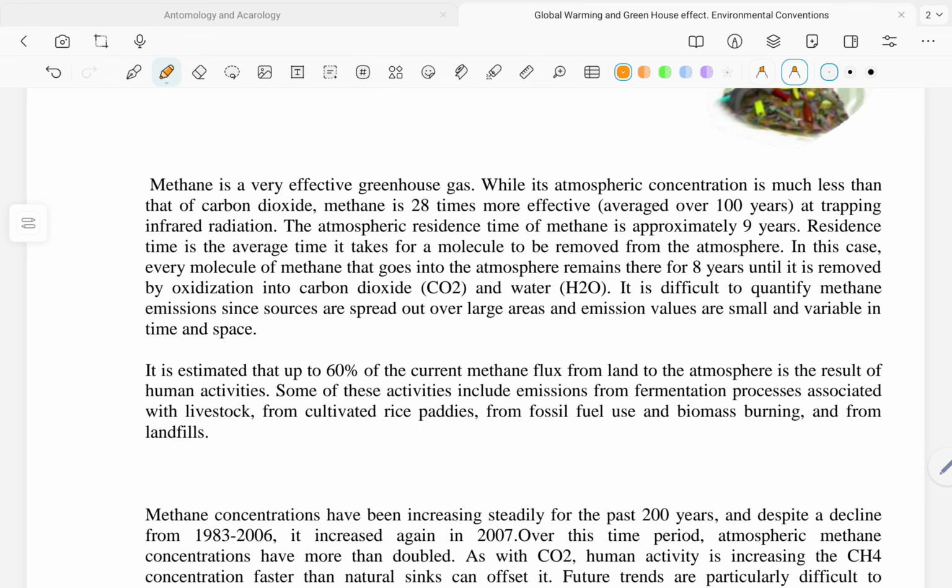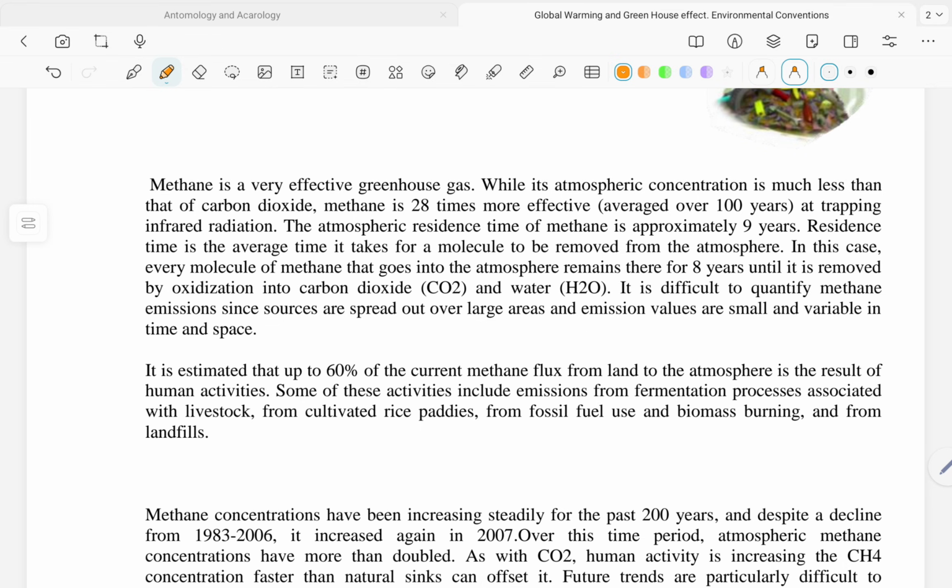The atmospheric residence time of methane is approximately 9 years. Residence time is the average time it takes for a molecule to be removed from the atmosphere. In this case, every molecule of methane that goes into the atmosphere remains there for about 8 years until it is removed by oxidation into carbon dioxide and water.